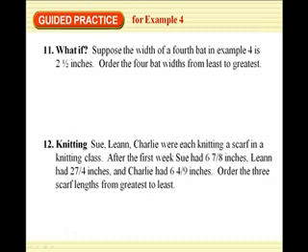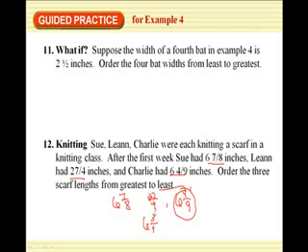Alright, Sue, Leanne, and Charlie were knitting a scarf in a knitting class. After the first week, Sue had 6 7/8 inches. There's hers. Leanne, 27/4, and Charlie, 6 4/9. Order these 3 from least to greatest. Okay, 27/4 is the same as 6 3/4. That's almost 7. 4/9 is less than half. 3/4 is bigger than half. So the smallest one is 6 4/9. Then this one, and then the 6 7/8. Alright, I think that's it.